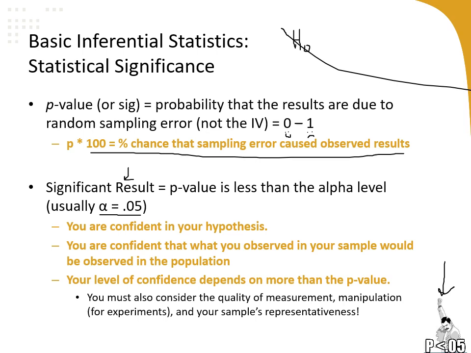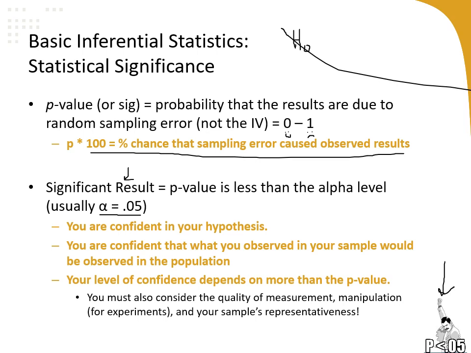So if there's less than a 5% chance that our results are faulty, we'll call a finding significant and we will celebrate and support the hypothesis that we proposed. If you get a significant finding, that means you're pretty confident that your hypothesis is correct, that what you observed in your sample is actually due to what you thought it was due to, the independent variable, or what you did in your study. So you're also confident that what you observed in your sample would also be observed in the population. If our findings in our sample are actually due to the independent variable, then that independent variable would probably function in the same way in the population.